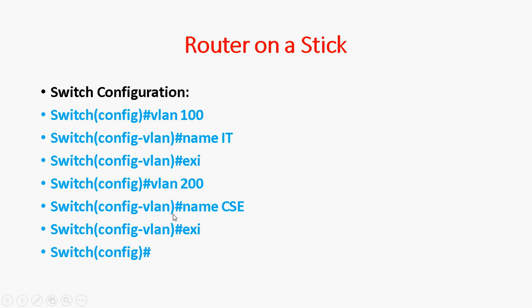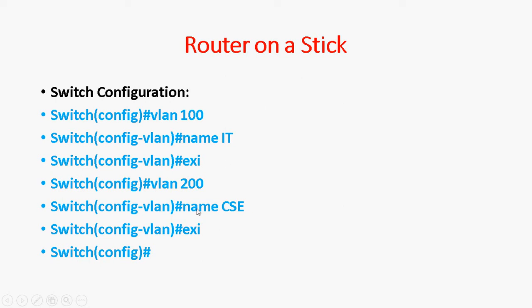And this is the switch configuration. On the switch I am creating two VLANs. So go to the switch global mode. You have to create VLAN 100. The syntax for creating VLAN 100 is vlan 100, and you have to mention a name, which is any user defined name. For VLAN 100 I mention IT, and exit.